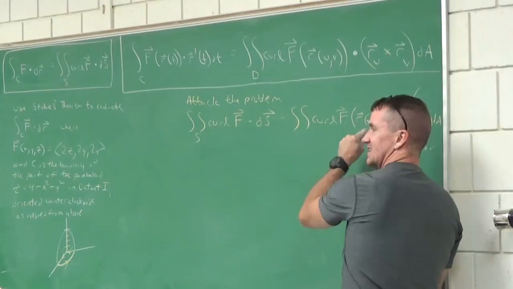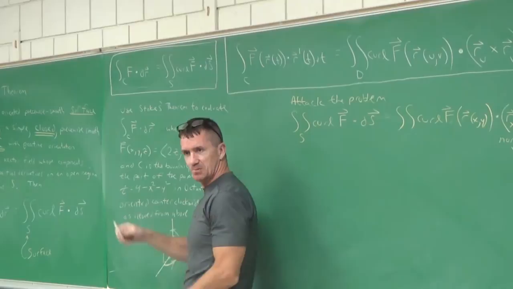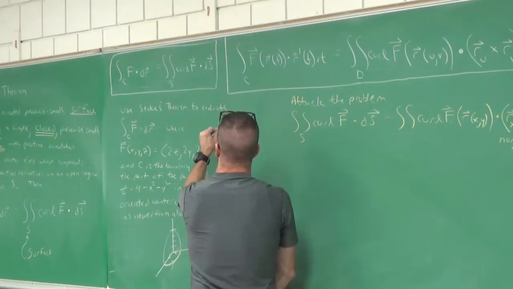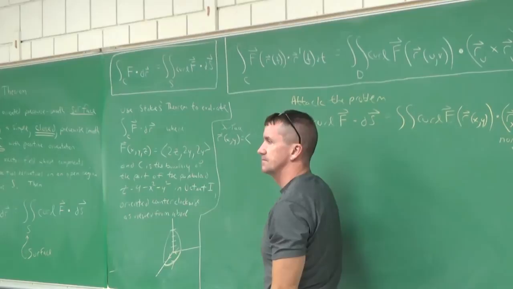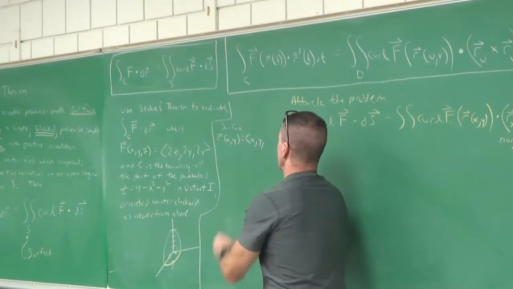Can you help me parameterize that surface? Can you parameterize that? Want to project it on the xy plane? All right, so let's talk about the surface. What's the surface? R of x and y, what do you get? Let x equal x, let y equal y, and what's z? 4 minus x squared minus y squared.